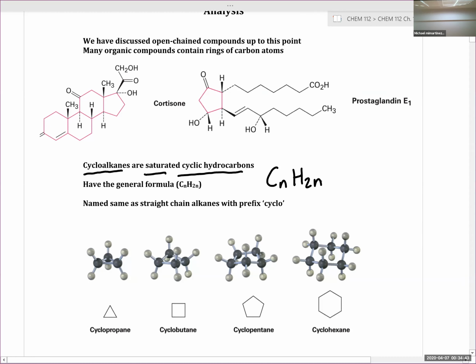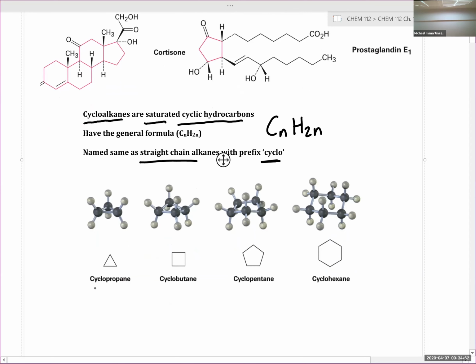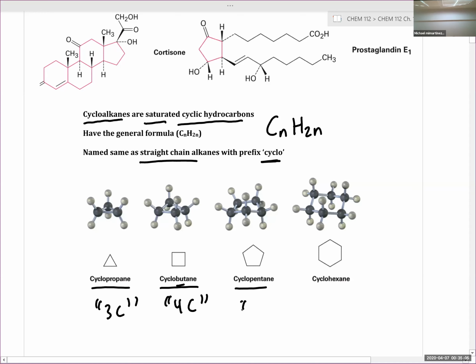Now, the way that cycloalkanes are named, they're named exactly like your straight chain alkanes, except with a cyclo prefix. So for example, cyclopropane, so prop is 3 carbons. Cyclobutane, the but prefix corresponds to 4 carbons. And for cyclopentane, the pent prefix corresponds to 5 carbons.